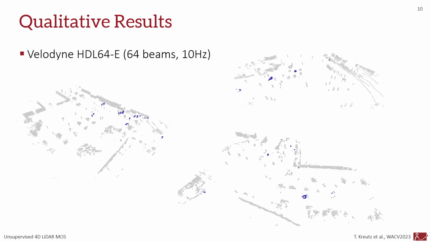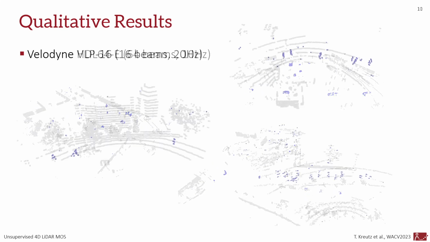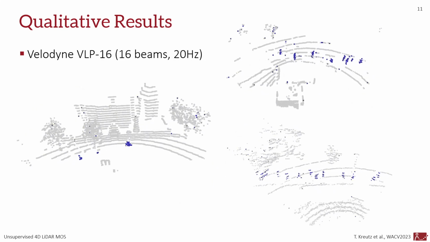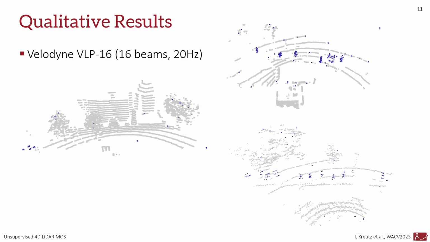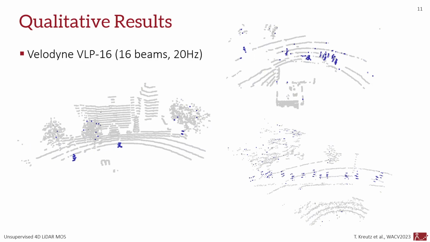Here are some qualitative results on stationary KITTI scenes recorded with a Velodyne HDL64E sensor. We can clearly see that we can segment the moving objects. Furthermore, our approach is not only limited to a specific type of sensor, but it is also applicable to LiDAR sensors that are more sparse, like the Velodyne VLP16.